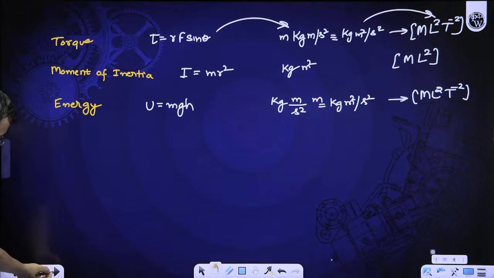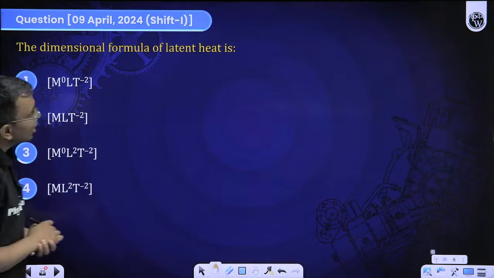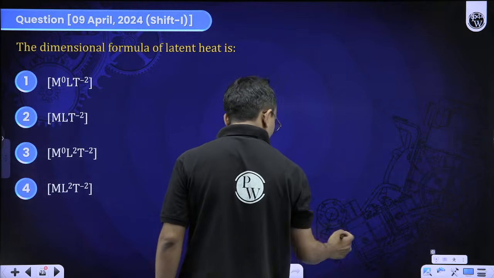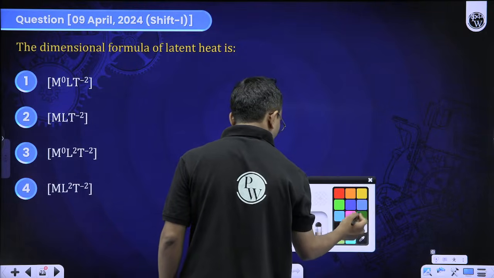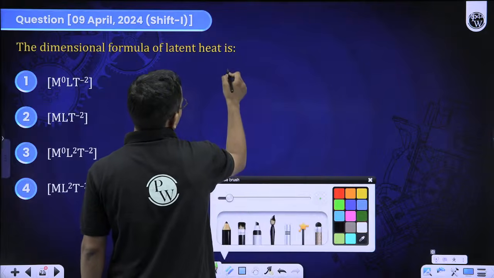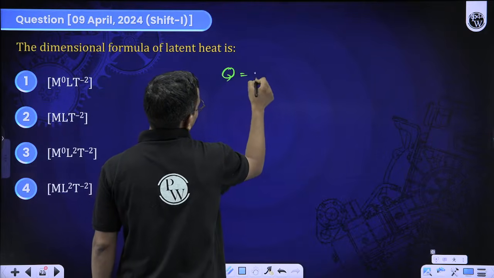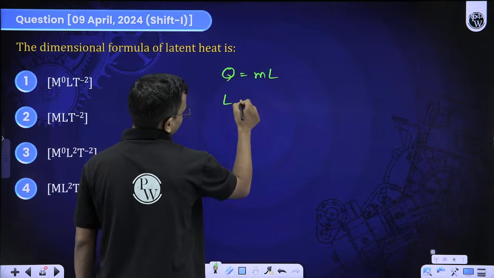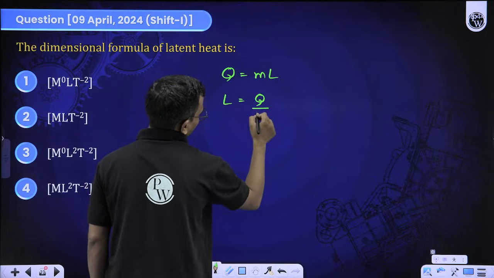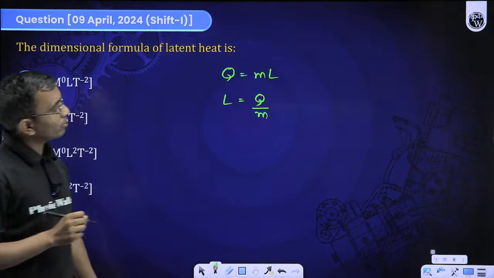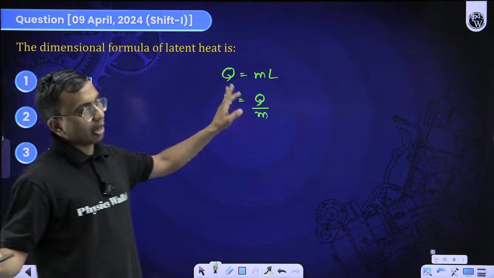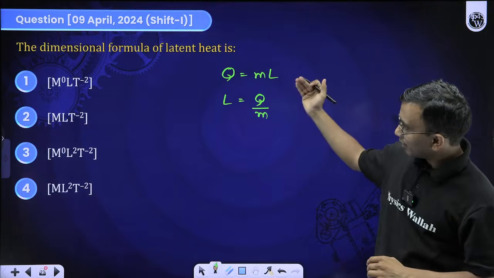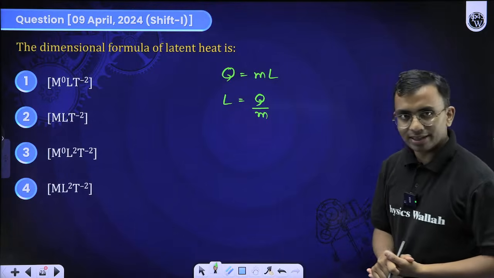Let us do some questions now on this. The dimensional formula of latent heat is, I will give you the formula. From there you have to find the dimensional formula. So Q is equal to m into L, where L is the latent heat. So latent heat is equal to Q divided by m. What is Q? Q is my heat energy. What is m? m is my mass. Now you put the dimensions here and see which option is correct.